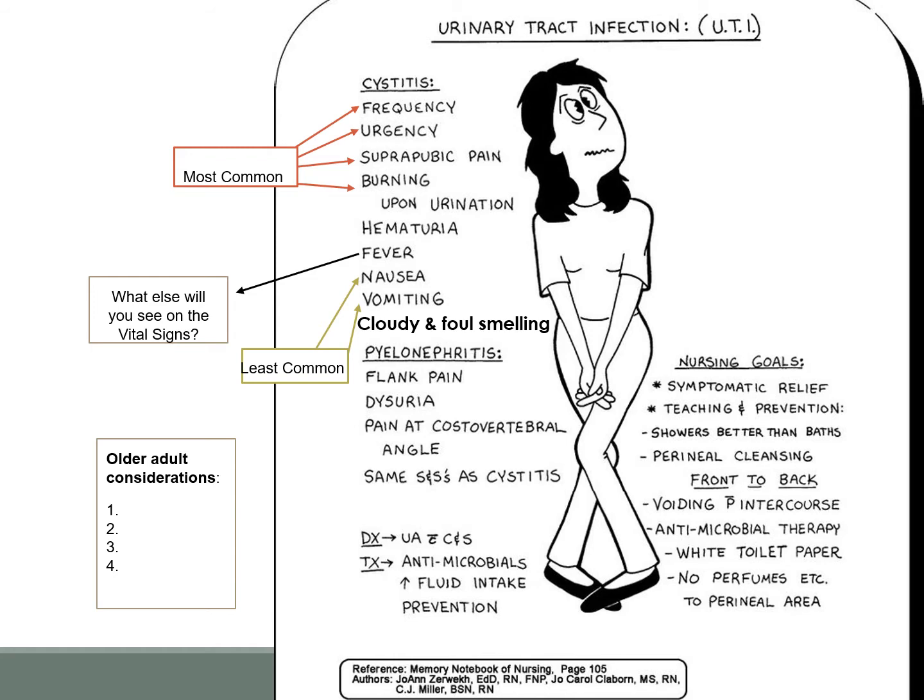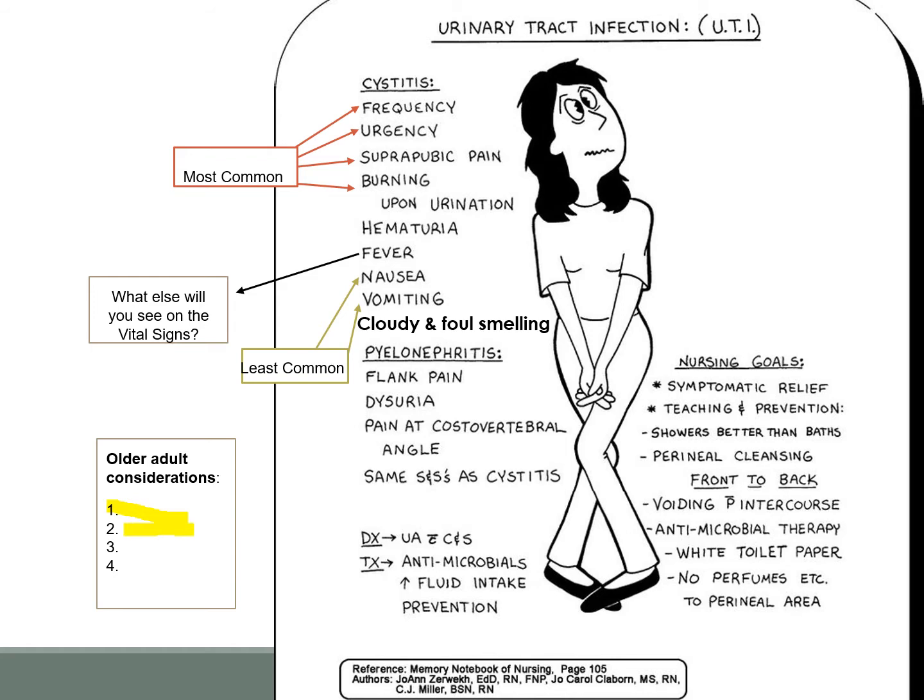I would like to review some older adult considerations when they have UTIs. The first answer right there is that they are going to have vague symptoms, or a vague presentation of what we see here. However, we will notice they have increasing confusion or unexplained falls.